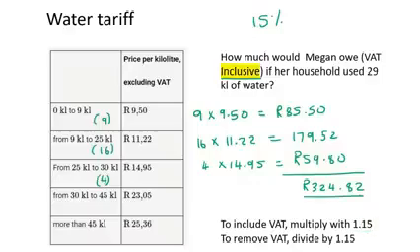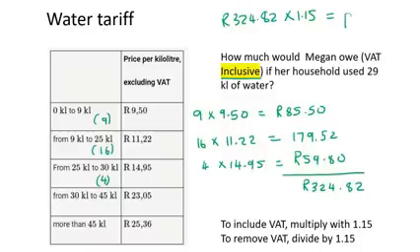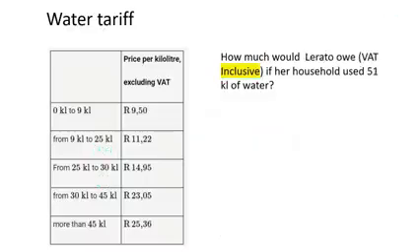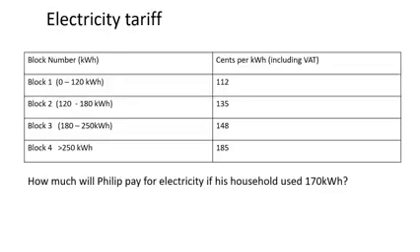And then to remove VAT, you would divide. So we want to add or include VAT over here. So we're going to say 324.82 multiplied by 1.15, and that'll be 373 Rand, let's round to 2 decimals, and 54 cents. Here's our last water example, and then we're going to go to electricity.